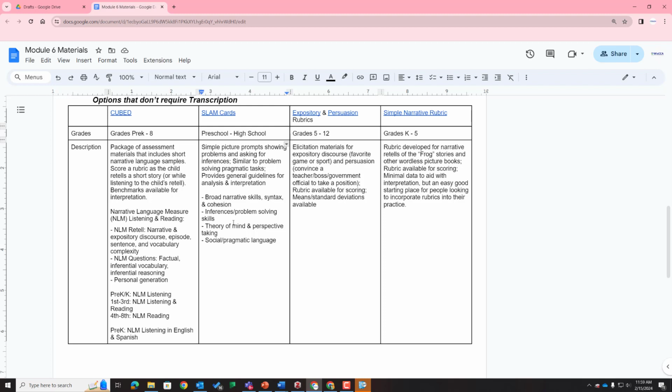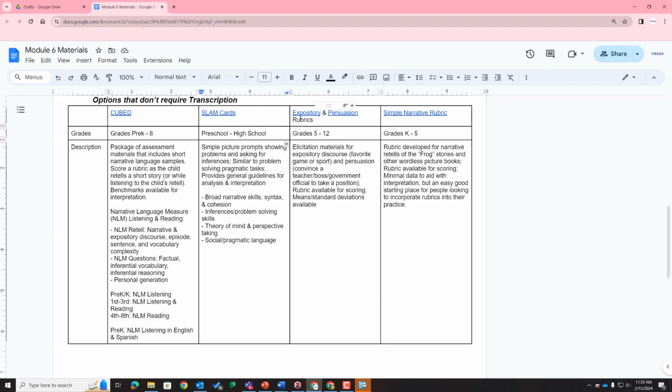Like I said, I think while the CUBED looks more at academic narrative language, SLAM cards are a bit more theory of mind, perspective taking, social pragmatic. If you're working more in middle school, high school, and interested in those social pragmatic areas, then the SLAM cards may be good for you.